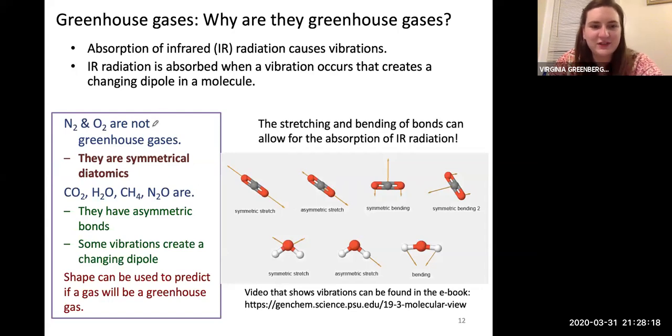Okay, and so as we mentioned, our diatomic gases, like N2 and O2, are not greenhouse gases, though they do compose about 99% of our atmosphere. But then here we have a bunch of different gases that have asymmetric bonds. They have different bond dipoles, and therefore will absorb IR and be greenhouse gases. And you can play with these stretches in the ebook.